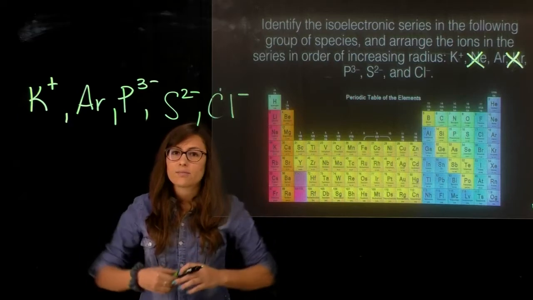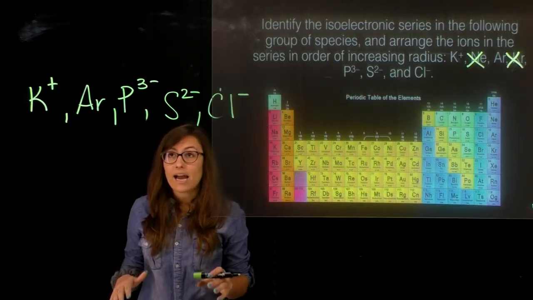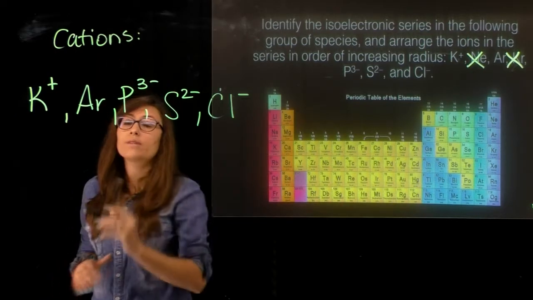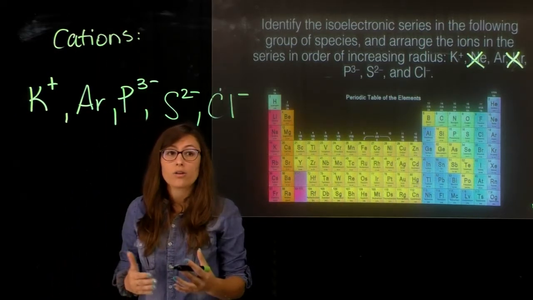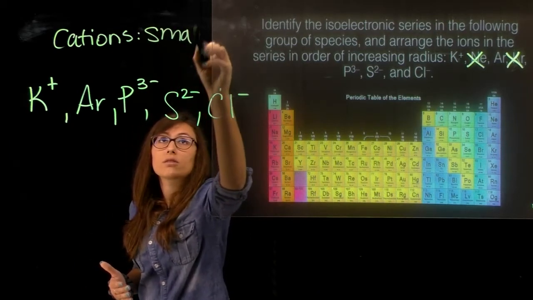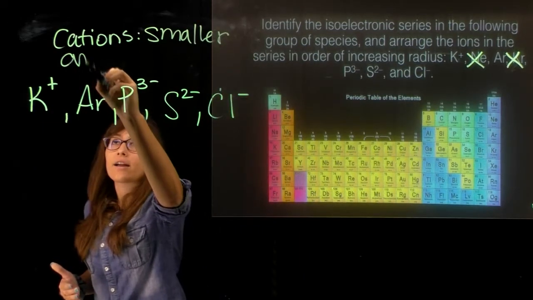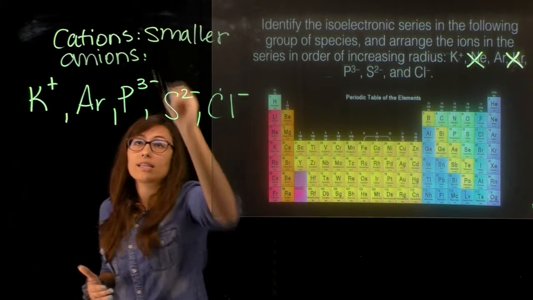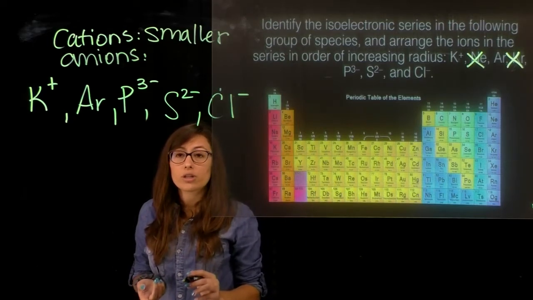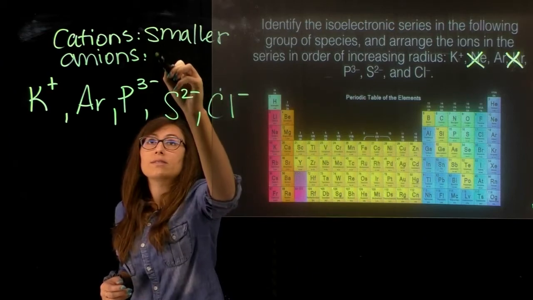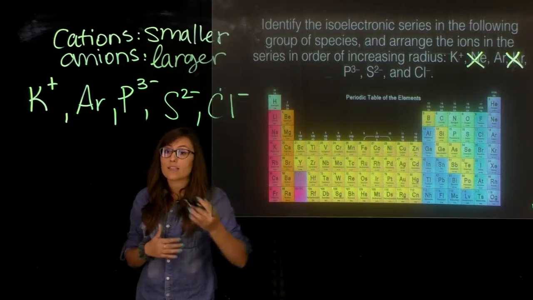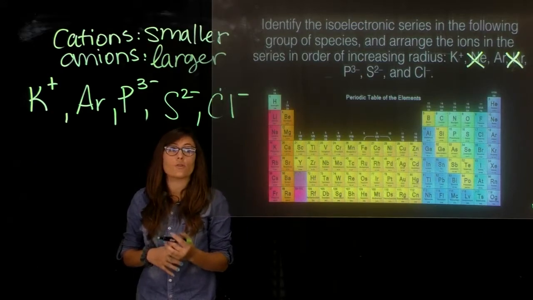So when we answer this problem, we know cations are always significantly smaller than that of the neutral atom. So these are always smaller. Whereas anions, since we're adding more electrons into our orbital, we're increasing the electron-electron repulsion, well, these are always going to be significantly larger. So with that in mind, let's go ahead and arrange these in order of increasing radius.